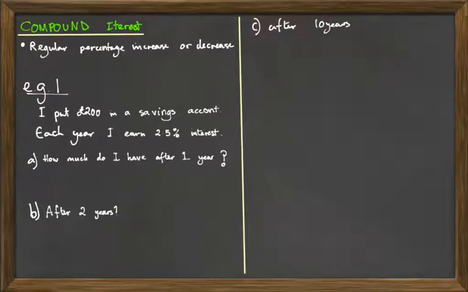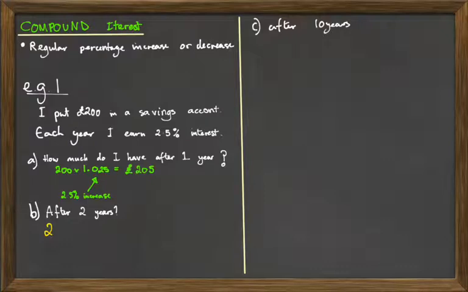Okay, so looking at what compound interest is, it's a regular percentage increase or decrease. Now to do the first part, we're going to use some of the ideas from the previous video. It's a percentage increase, so we're going to look at the multipliers. Because I'm increasing 200 by 2.5%, I'm going to do 200 times 1.025. This is 2.5% increase as a multiplier. When you do that in your calculator, you get £205. And that makes sense, because if it was £100, 2.5% would be £2.50. So £200, 2.5%, £5. Add it on, £205.